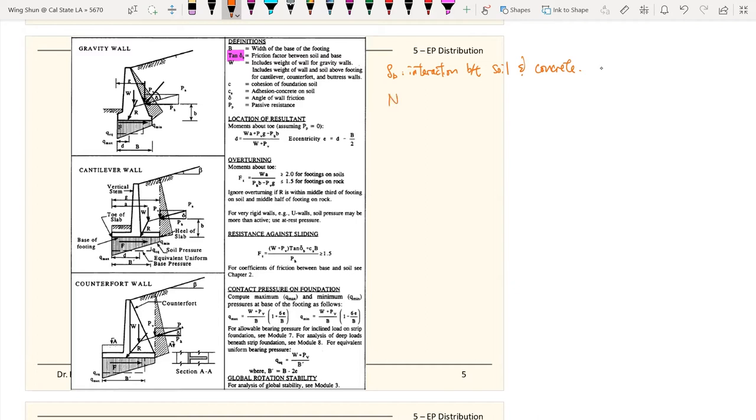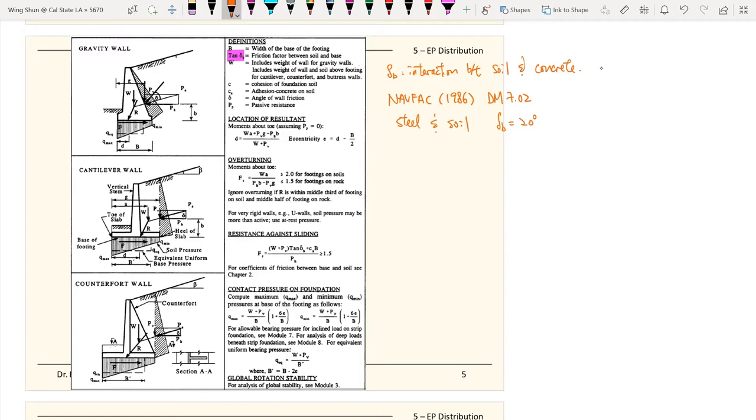And what numbers do we use? NAVFAC, the Navy Design Manual, 1986. What we call DM 7.02; DM 7.01 is soil mechanics, DM 7.02 is foundation design, a simple geotech design, and DM 7.03 covers more advanced topics like seismic design. From this Navy DM 7.02, there is a recommended number. Between steel and soil, it recommends a friction angle of 20 degrees. So you can expect it will be less than soil to soil.